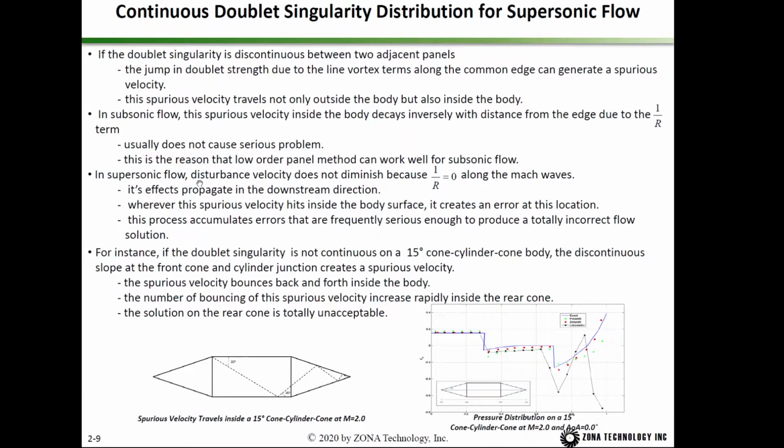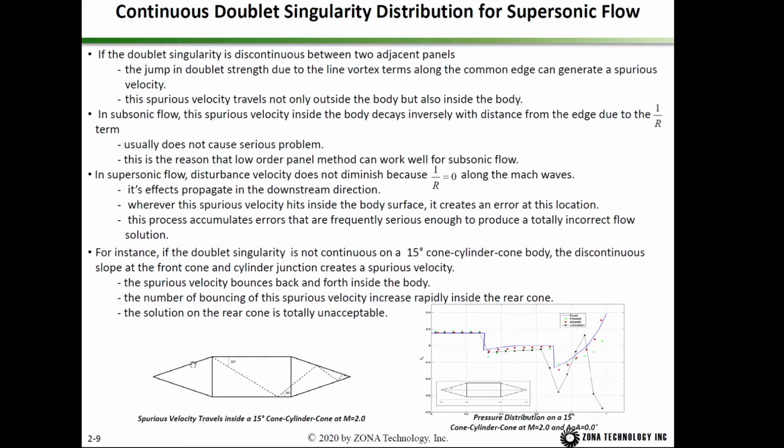In supersonic flow, the disturbance velocity does not vanish because r here represents a cone, and so 1 over r equals 0 along the Mach wave. So its effect propagates in the downstream direction. Wherever this spurious velocity hits inside the body surface, it creates an error at this location. This process accumulates errors that are frequently serious enough to produce a totally incorrect flow solution.